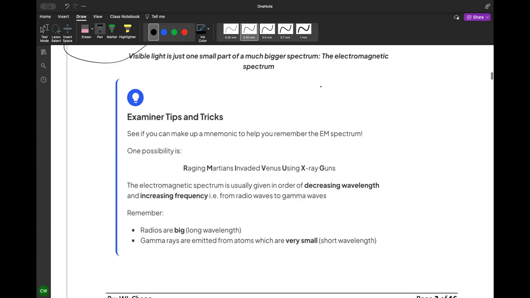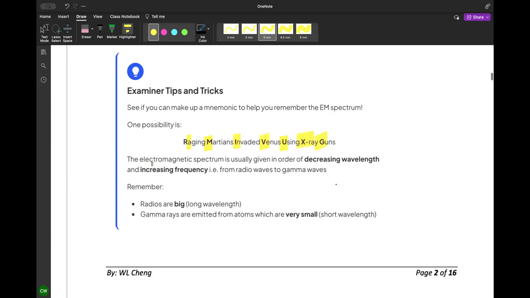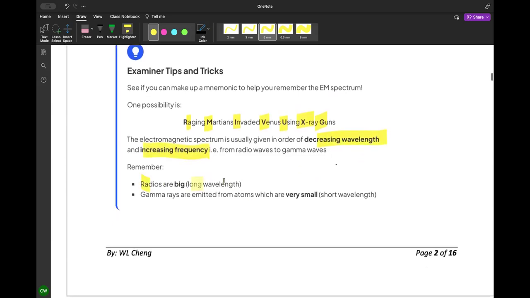Okay, this is the thing that you need to know. This is one of the ways to remember this: Raging Martian invaded Venus by using the X-ray guns. So we can use this to memorize radio wave, microwave, infrared, visible light, ultraviolet, X-ray, and gamma ray. One side is for increasing, the other side for decreasing. Radio wave has the longest wavelength, gamma ray has the shortest wavelength.